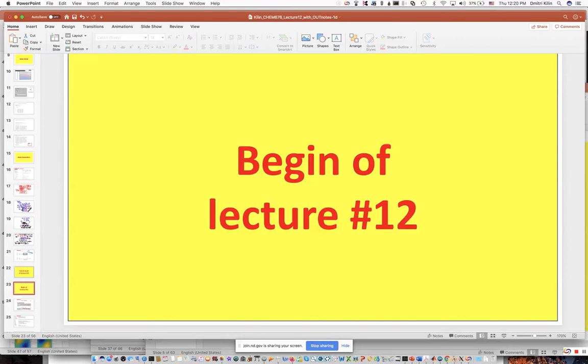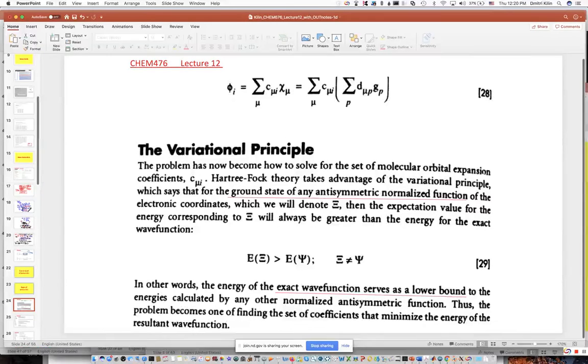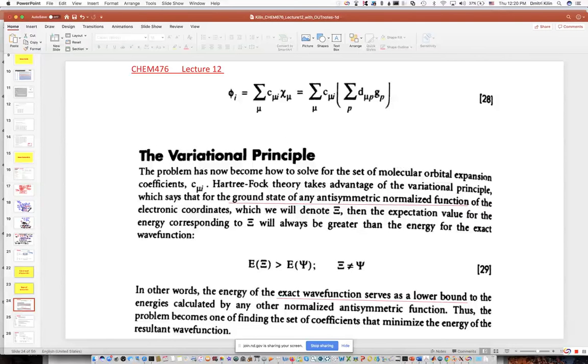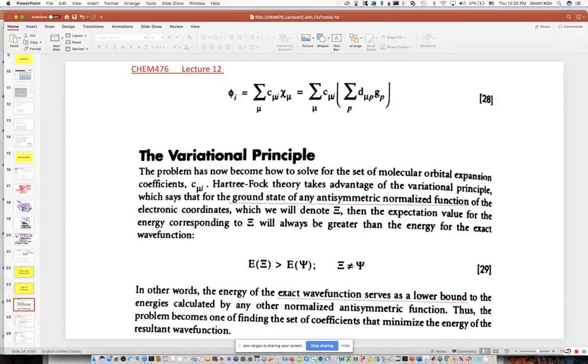So we are starting the lecture right now, and this is a half-page screenshot from a book that I was bringing to the class. Sorry, it is so brief that it is hard to perceive. But this equation 29 is basically what we are going to cover today.